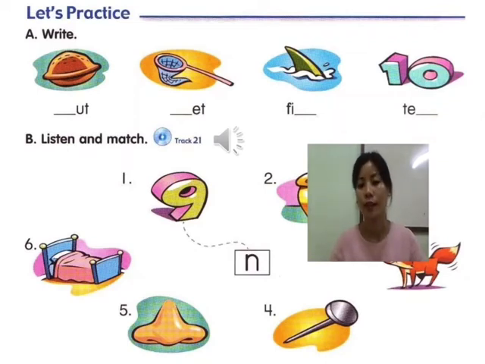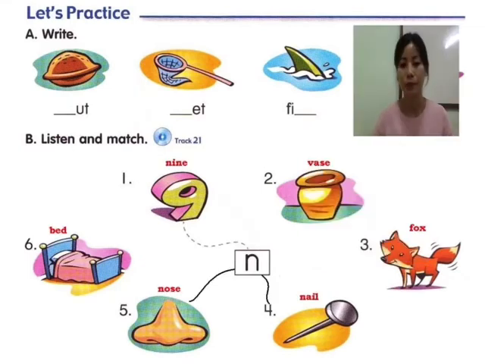Okay, the next thing we're going to do is this one, listen and match. So, letter N, and this is letter N, so we have to listen and match. Nine. Okay, draw a line. If the word doesn't have N, then you don't make a line, okay? But if you have N, you have to draw the line like this. Okay, so letter N, this is nine, so we have to draw the line here.